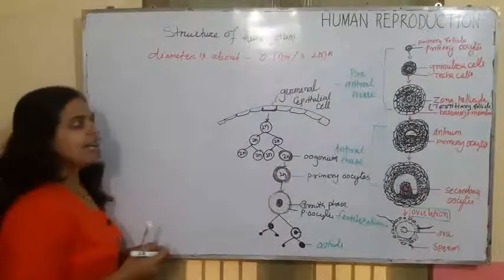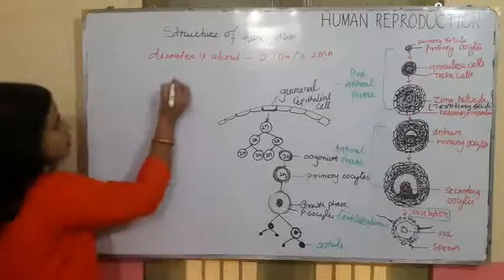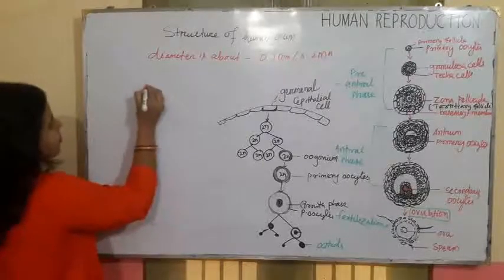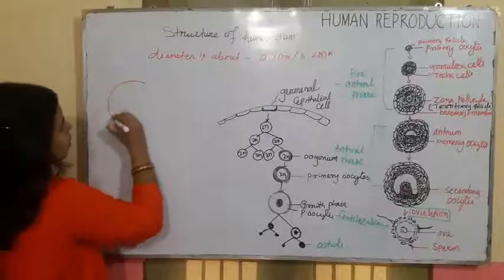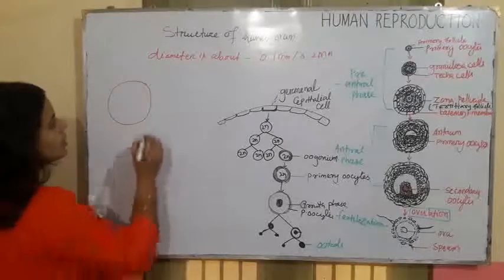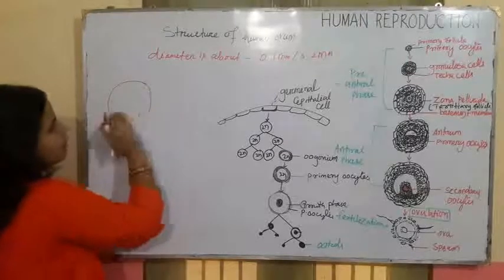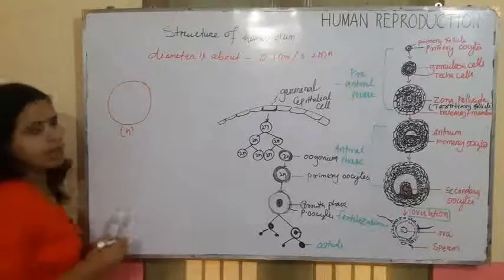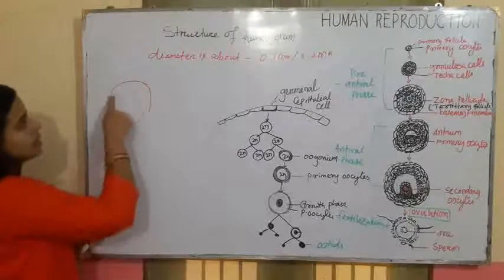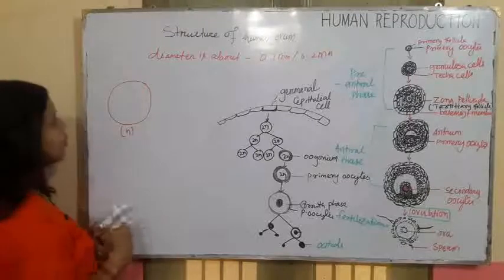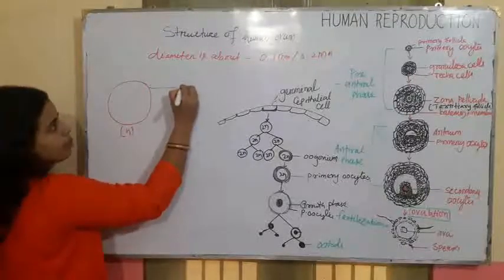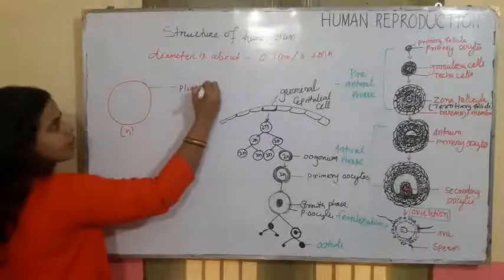It is spherical in structure and haploid. Okay, so let us draw the diagram here. It is spherical in structure and haploid in chromosome number. And let us label this one. This is called as what? Plasma membrane.